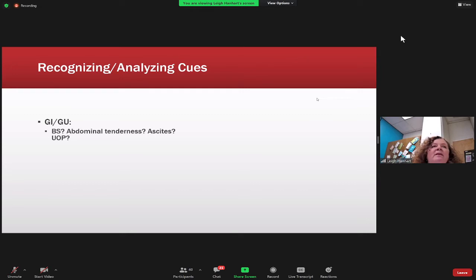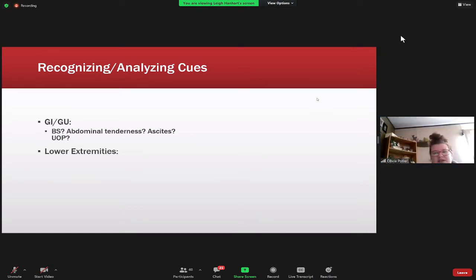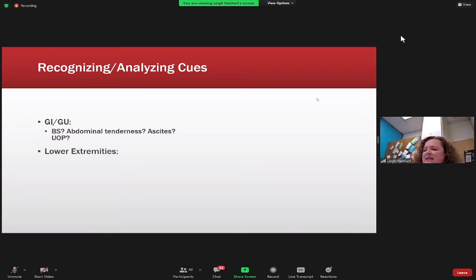Okay. All right. And I mentioned earlier with your abdominal tenderness, why do you think they would have abdominal tenderness, and where specifically? The liver. Yeah. Yep, in your right upper quadrant. Okay. What do you think your lower extremity assessment is going to look like? A lot like your upper extremities. Yeah, it's going to be basically the same, because it's still perfusion problems, right?